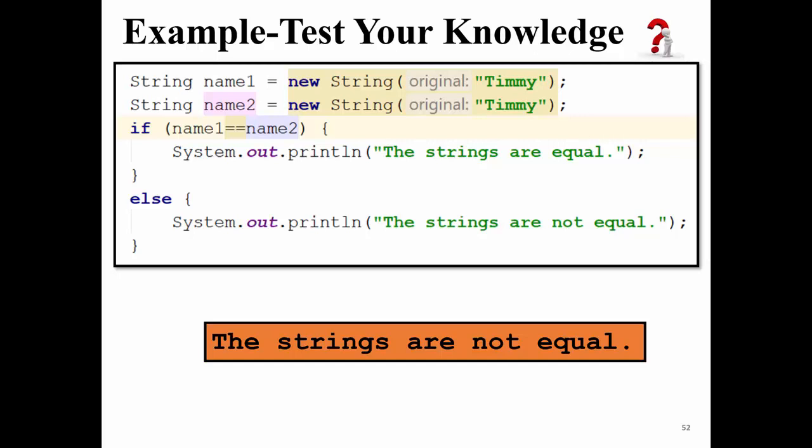Yes? So that is only true if they have, like, name1 Timmy and name2 Timmy, without using a new string. That's right. You have to be careful, because == checks if name1 and name2 are referring to the same object. They have the same value in the address. Okay?